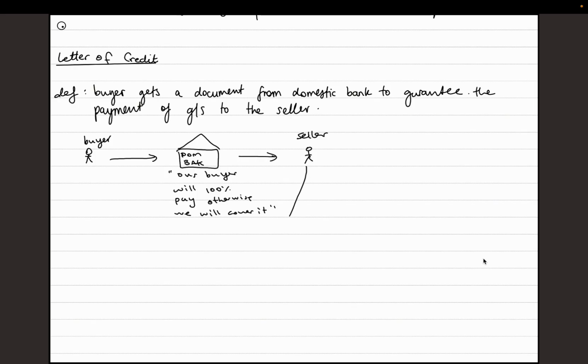So the seller first sends the goods, and then the bank says, we will guarantee you'll get paid. So in order, the letter is formed with bank. Then what happens is that bank ensures seller payment will be made.